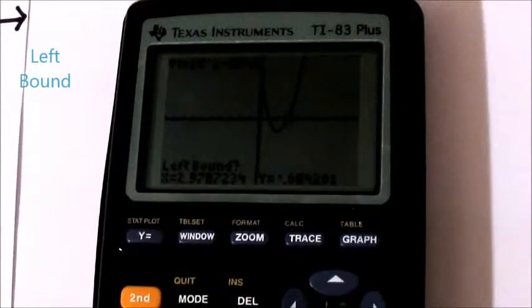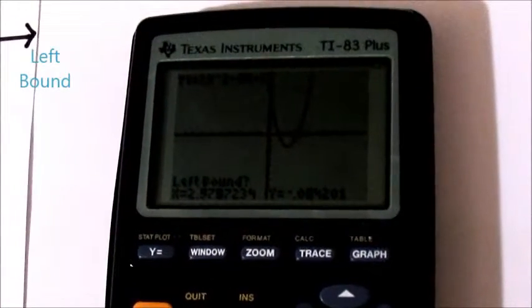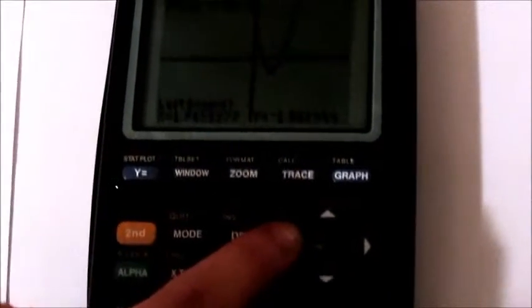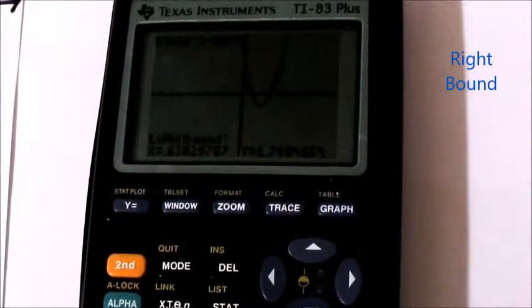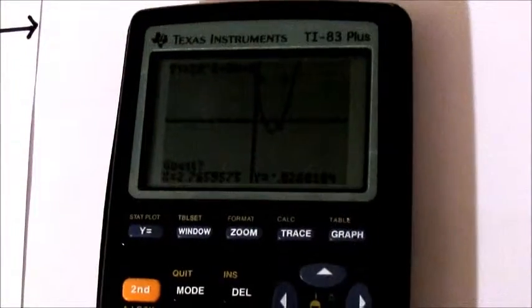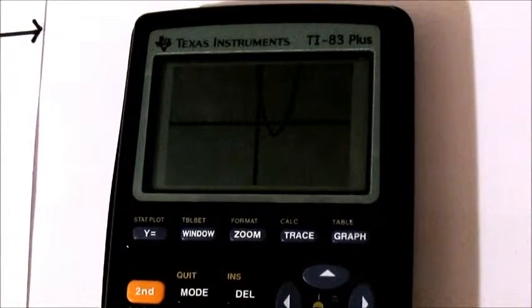After this, the screen should ask you for a left bound. Use the arrows to find a point left of the minimum and hit enter. Then find a point to the right of the minimum and press enter. The calculator will find the lowest point between the 2 points that you selected, which is your minimum.